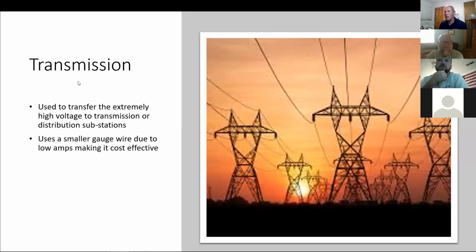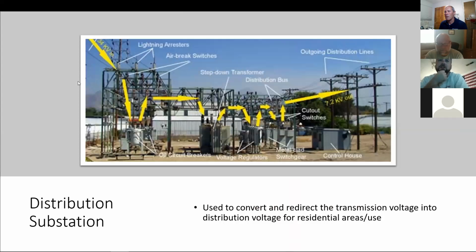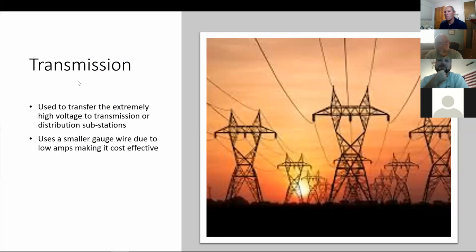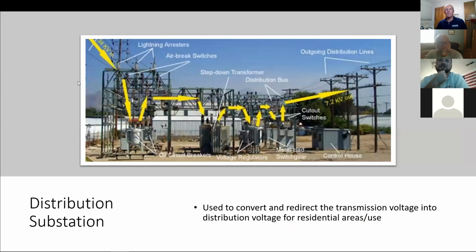Used to transfer the extremely high voltage to the distribution or transmission substations. Distribution substation is used to convert and redirect the transmission voltage into a distribution voltage for residential areas and use.